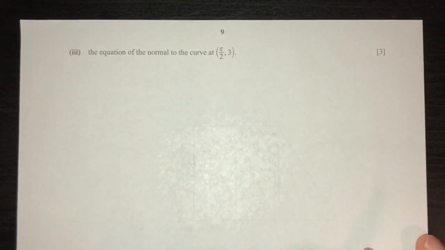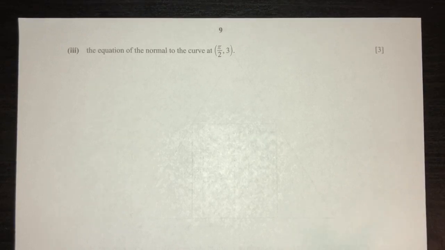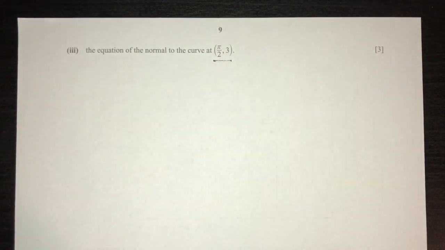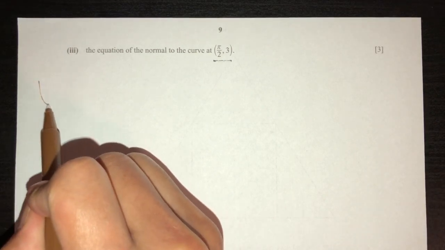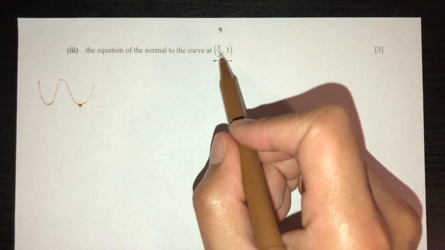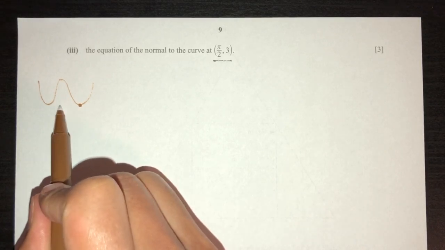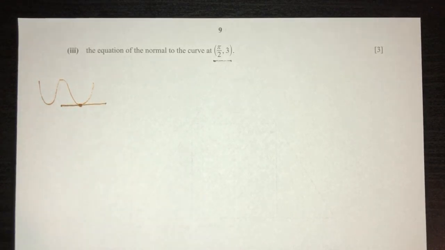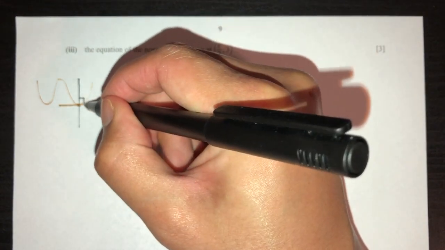Now let's move on to part 3. So you have to find the equation of the normal to the curve at this point. One thing you have to understand is what the normal is. The normal is a line that cuts the curve at 90 degrees. So basically, let's say your curve is like this, and let's say this is the point that we want to find the normal at. We have the tangent going here, and then the normal will be at 90 degrees to the tangent.